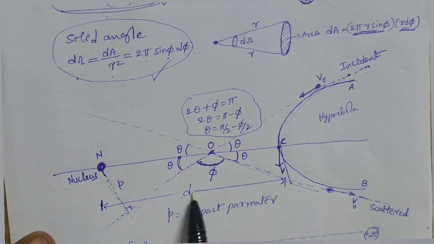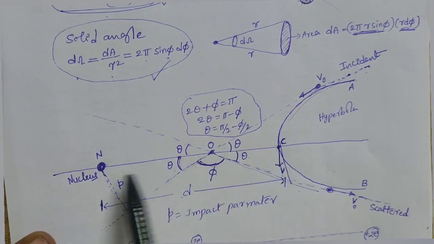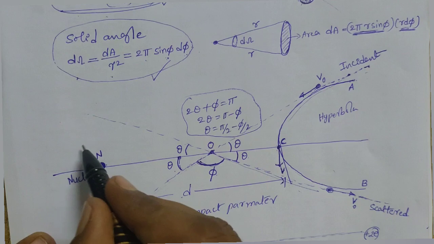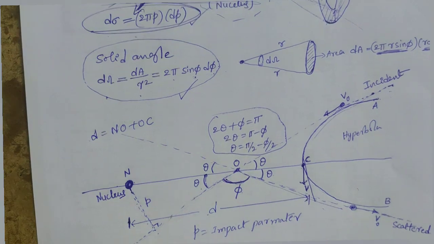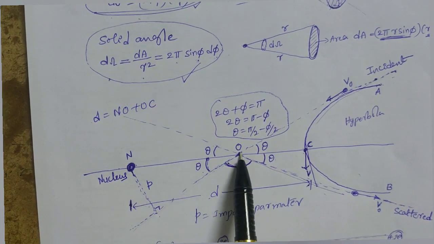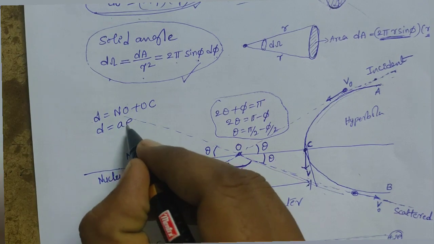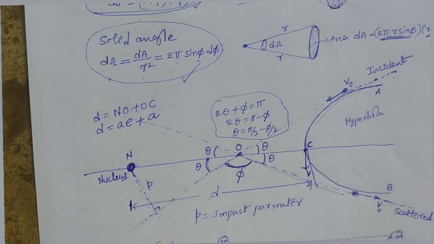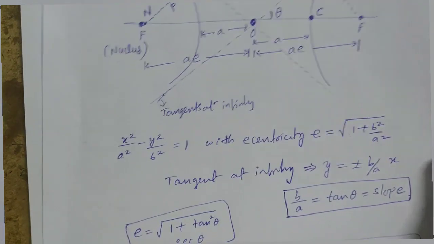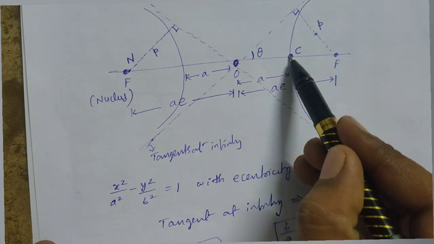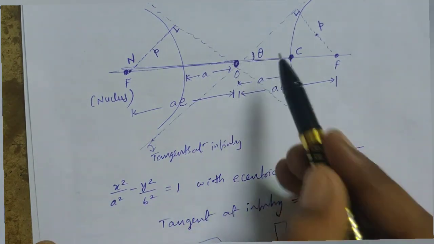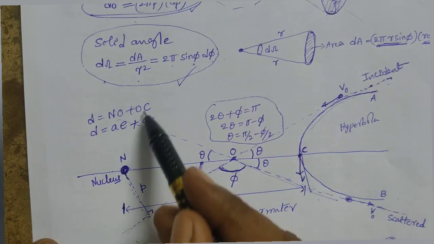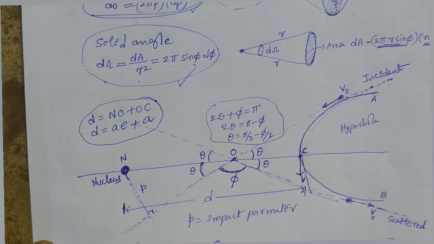If you see clearly what d will be here: O to C and O to N. So the distance d is equal to N to O plus O to C. From here to here it is AE, and O to C is A. I have explained this in the hyperbola concept, so if you see this paper you can understand. From here to here it is AE and from here to here it is A. That's why the distance d is equal to AE plus A.